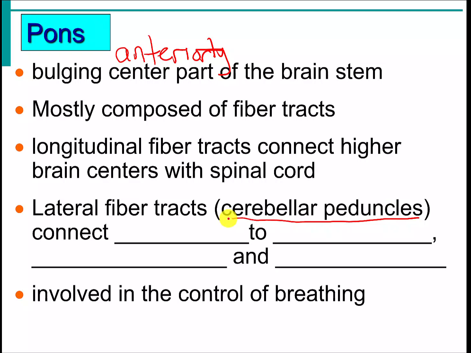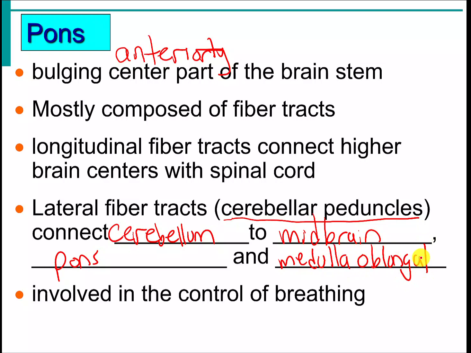But here, this is cerebellar peduncles. So these tracts are connecting the cerebellum to the brainstem, and that means to the midbrain. Remember, there are 3 parts to the brainstem: the midbrain, the pons, and the medulla oblongata.